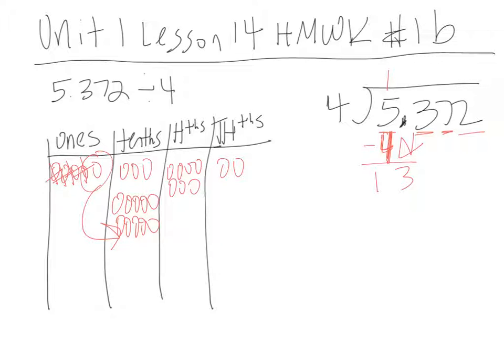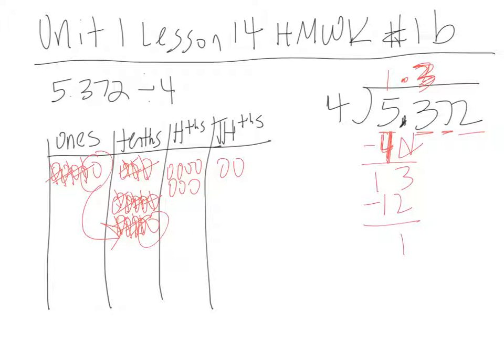So now I take my 4 and divide into 13 tenths, which would become 2. No, I'm sorry, which would become 3, because 4 times 3 is 12. Since 4 times 3 is 12, I'm going to cross out 12 tenths. And when I cross out my 12 tenths, I'm left with 1. Just like here, I'm left with 1.